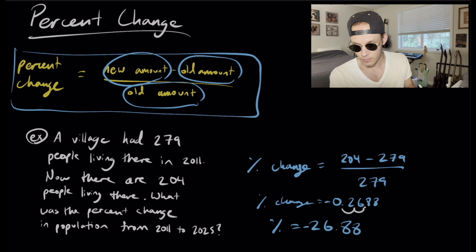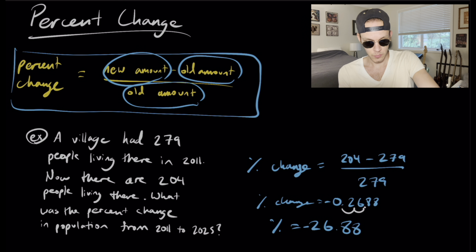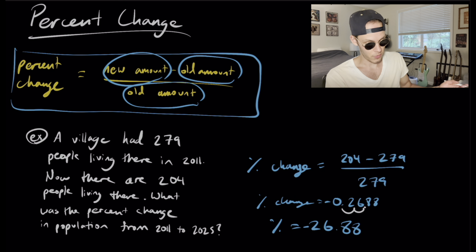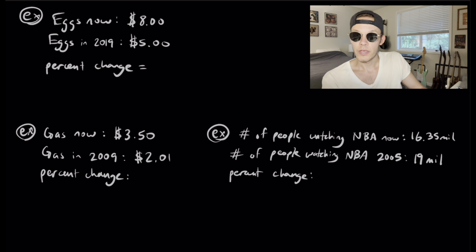This number is negative when you put it in the calculator because it's a decrease, right? The population was 279 people to begin with, and now we're down to 204. So the percent change is going to be negative in this case. Okay, here's a few more examples.